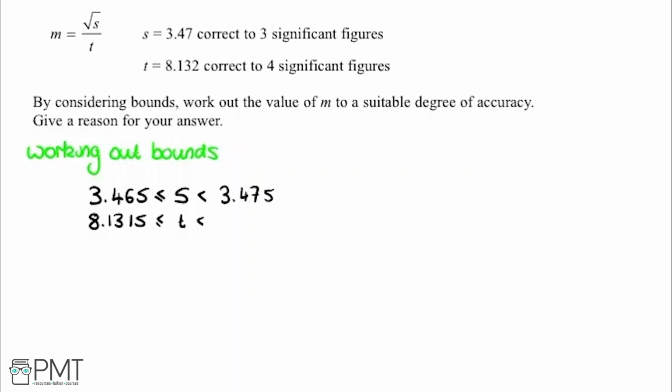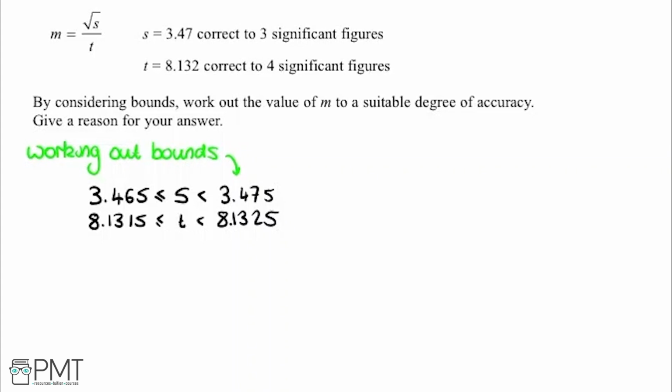And again, for the upper value, that would be 8.1325. And we've still got the sign as less than and not less than or equal to, because if we actually had this value, it would round to 8.133, which is not what we want. So it needs to be strictly less than. Great, so here we've done our work working out our bounds.